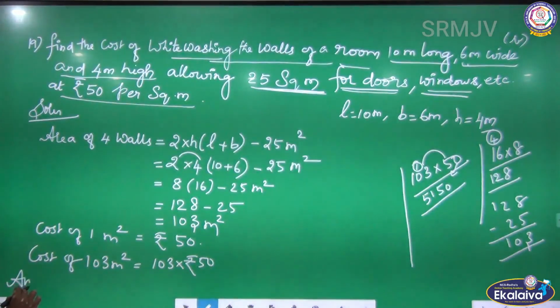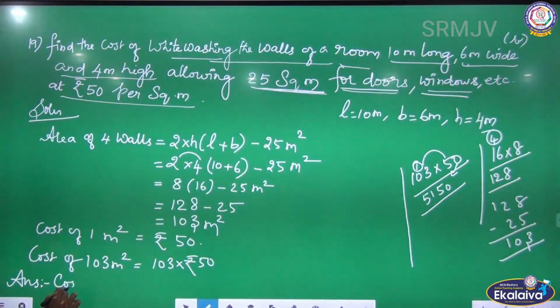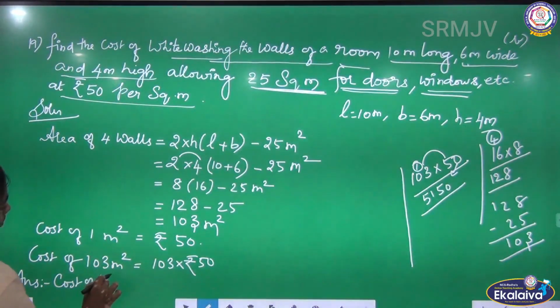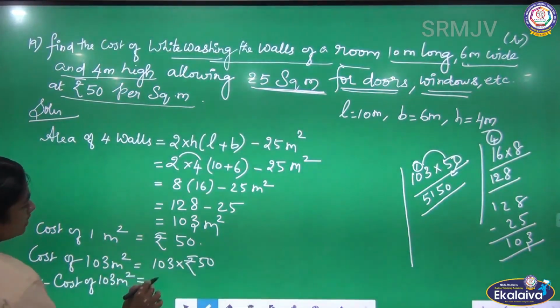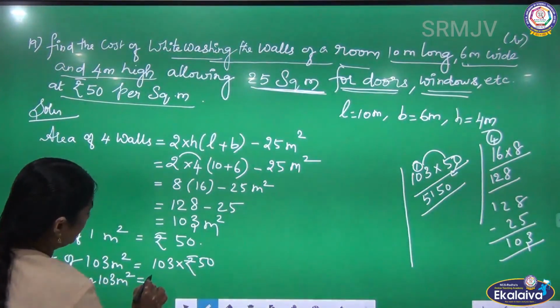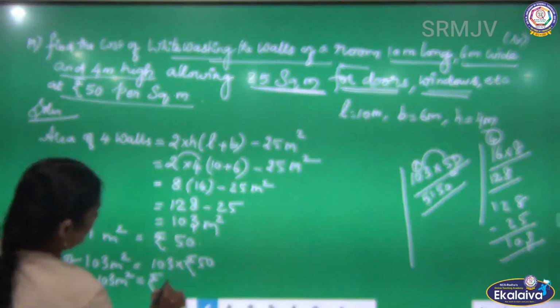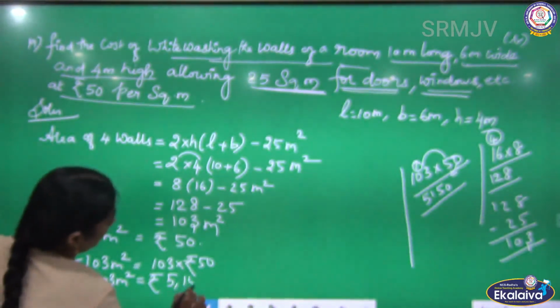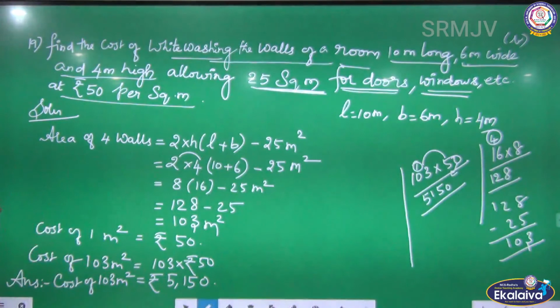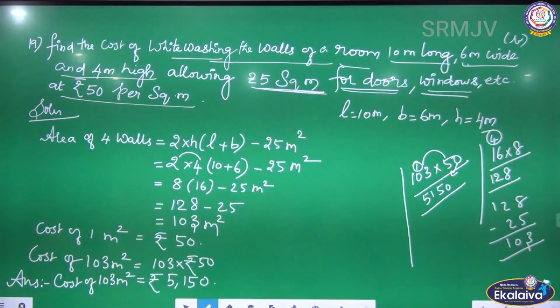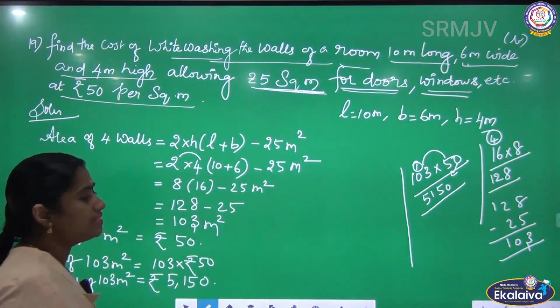answer, cost of 103 meters square is equal to what I have written there, 5,150. Can you clear this, children? See why I am going to subtract this 25 means, because for the doors and windows we are not using the whitewashing, just we are painting in that. So for that I am subtracting this 25.